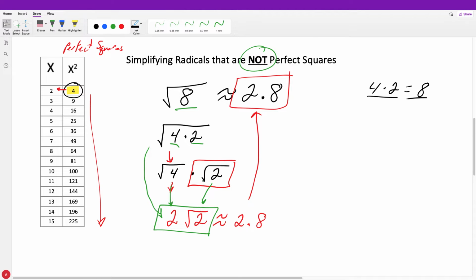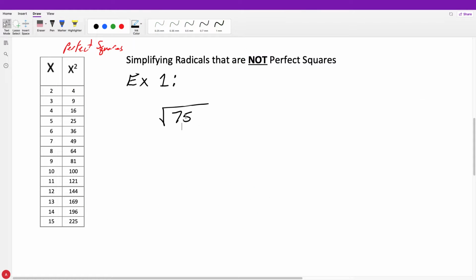All right, we're going to go ahead and do a few different examples like this, always using this chart to help us along the way. All right, so we're asked to simplify this radical, the square root of 75. The first thing we do is we look in our perfect squares. Do I see 75? That's what we're hoping for. I don't. So I know this isn't a perfect square based on my chart.